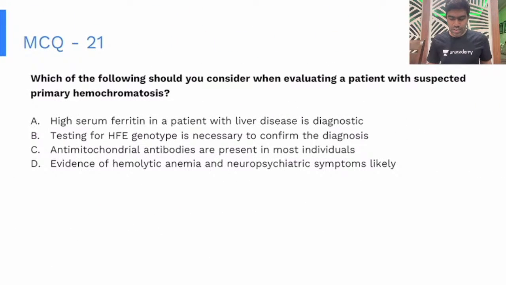So here is your 21st question. Which of the following should you consider while evaluating a patient with suspected primary forms of hemochromatosis? Remember, we are not talking about secondary, but primary hemochromatosis.